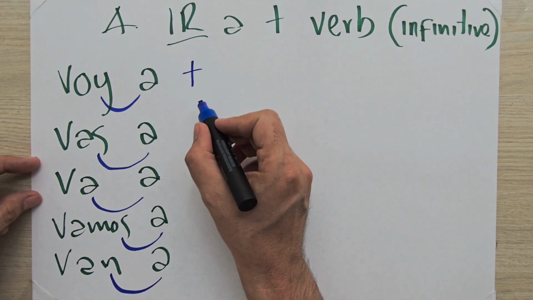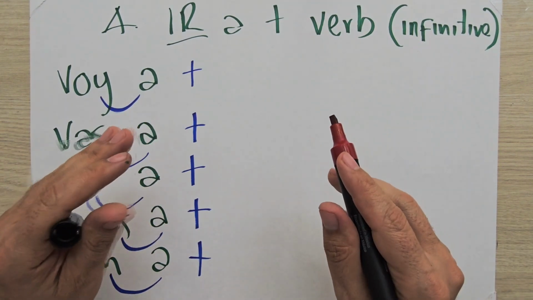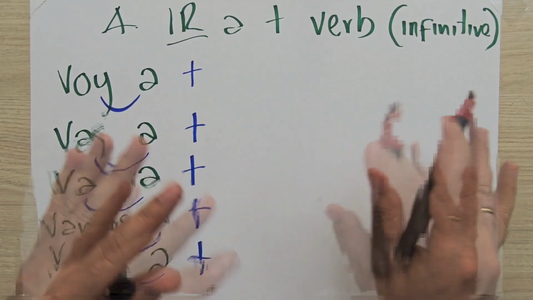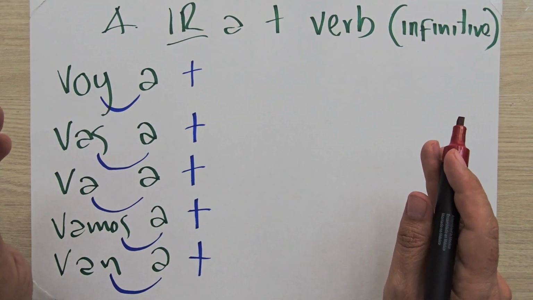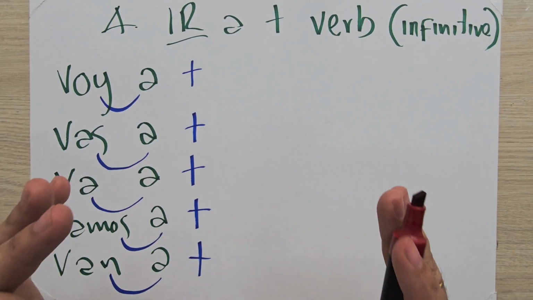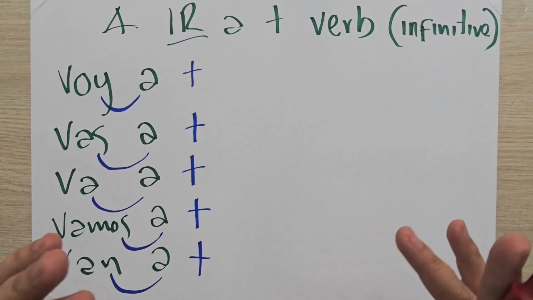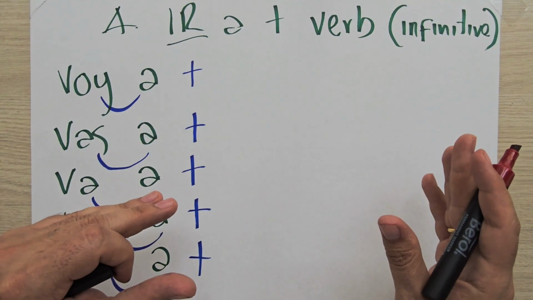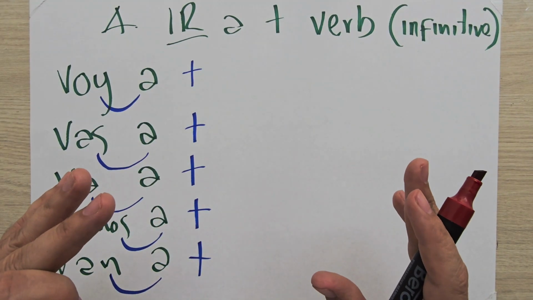plus a verb. This is the construction you will need for the simple future. You won't need anything else in the very beginning. Again, the most important thing that you need right now is to have enough vocabulary of regular, irregular, reflexive, and GUSTAR verbs. That's gonna be essential.